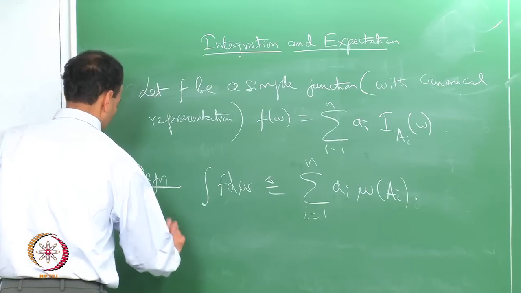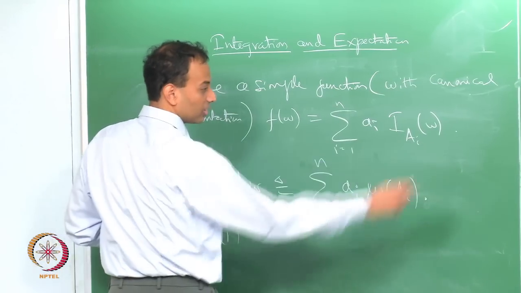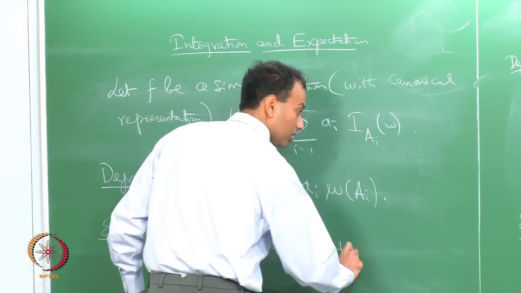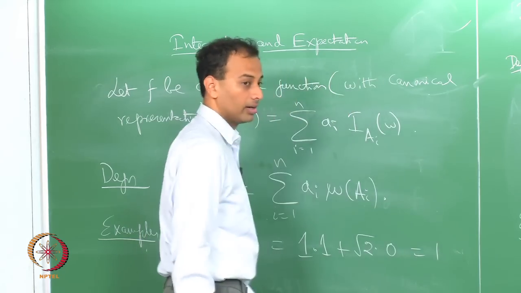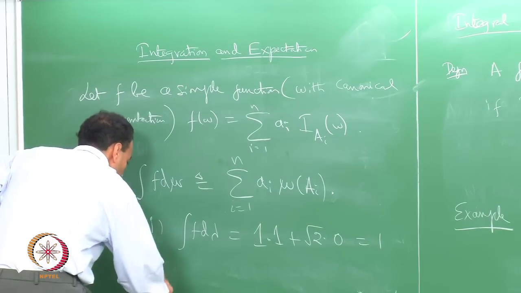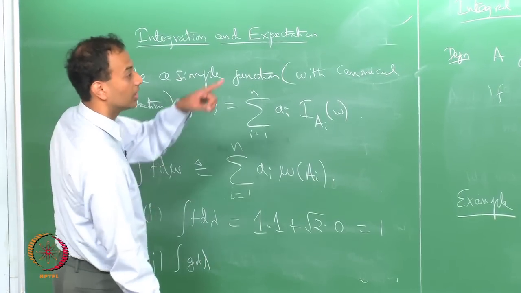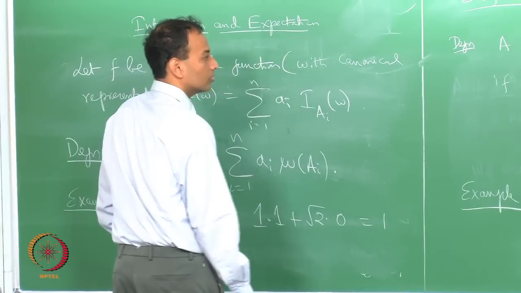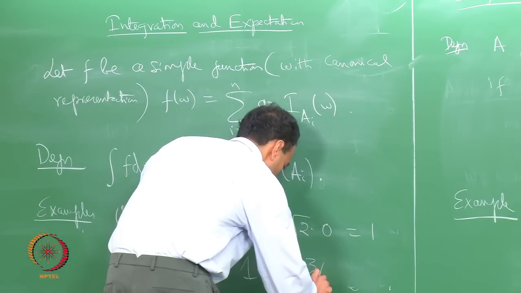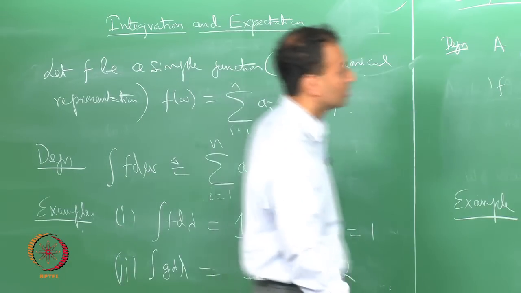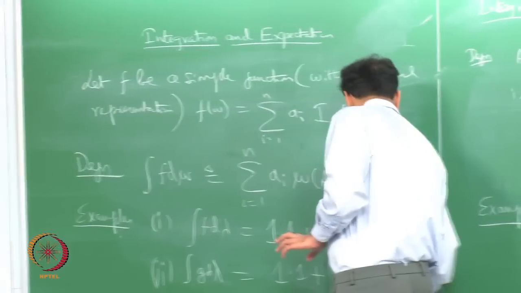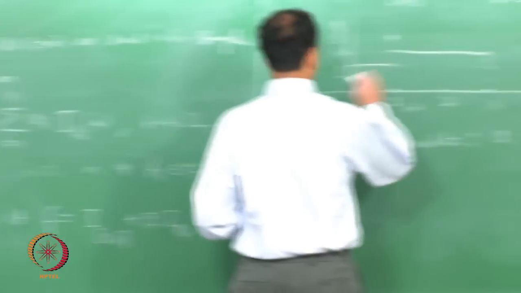So, examples. For that function over there, the integral of f d lambda will be 1 times 1 plus square root of something times 0, which is equal to 1. So, the integral of this function is 1. Similarly, for g, the integral of g d lambda, I can write it as 1 times 1 plus 3 by 2 times 2 plus 5 by 2 times 0, that is 0. So, this is equal to 4, is it not?